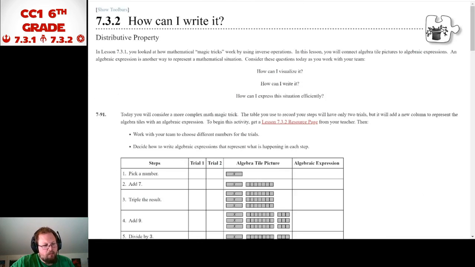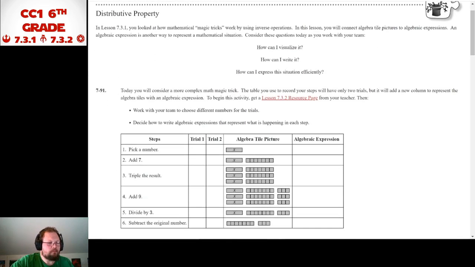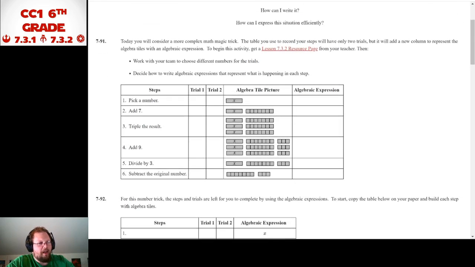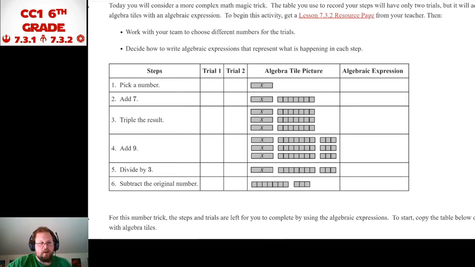Now, the reason I wanted to combine these lessons is the idea that the distributive property is something that's very common, and you've probably already seen this concept before. And this distributive property is, let's look at this set of steps on 7-91. And it's a lot. That is a lot of tiles, that's a lot of information, that's a lot of stuff there. So what you need to do is to think about, okay, let's just go algebraic expressions.